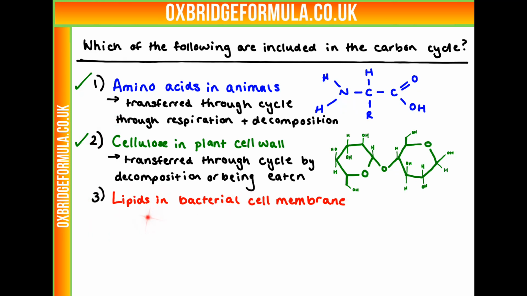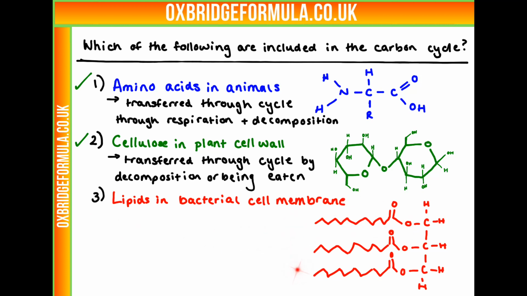And then finally, we've got lipids in the bacterial cell membrane. Now, we can think of the structure of lipids. What might be in lipids? Well, we should know this familiar structure. We've got this sort of glycerol carbon backbone, usually in the lipids, with these long carbon chains. So there's a lot of carbon here to enter the cycle.